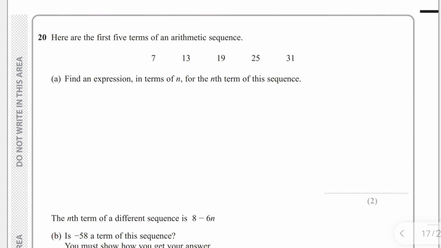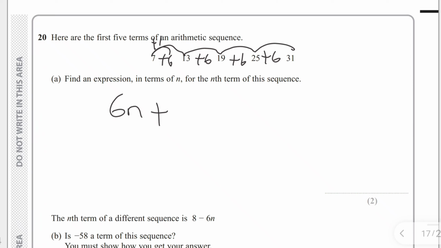Question 20. Here are the first 5 terms of an arithmetic sequence. Find an expression for the nth term of the sequence. So how is it increasing? Here we added 6, 6, 6, and 6. So that is going to be 6n. Then to go from 6 to 7, we added 1. Yes? So that will be 6n plus 1.